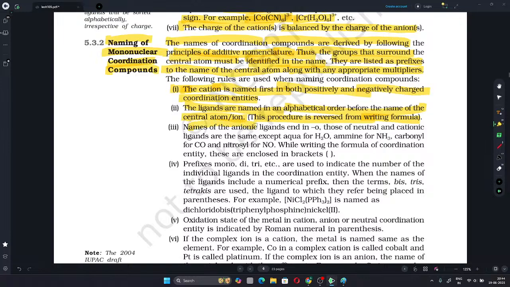Names of the anionic ligands end in -o. Those of neutral and cationic ligands are the same, except aqua for water, ammine for NH3, carbonyl for CO, and nitrosyl for NO.